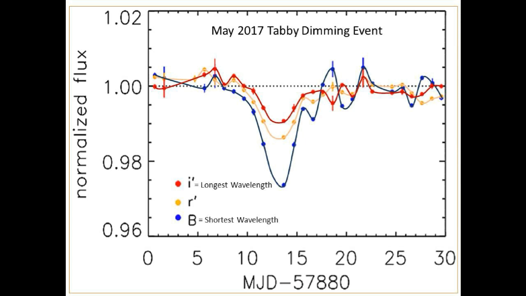I prime is the longest wavelength, and that's centered around 800 nanometers. R prime is the middle wavelength band, and it's centered around 600 nanometers. And B is the shortest wavelength, centered around approximately 425 nanometers. This shows that the dimming is more pronounced in the shorter wavelengths, as recognized by the deeper dip of the blue line and a very shallow dip for the red line.